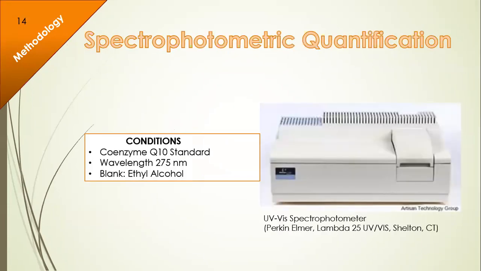The spectrophotometric quantification we made was with a UV-visible spectrophotometer by Perkin-Elmer, and the conditions were a wavelength of 275 nanometers. We used a blank of ethyl alcohol and an external standard of coenzyme Q10.